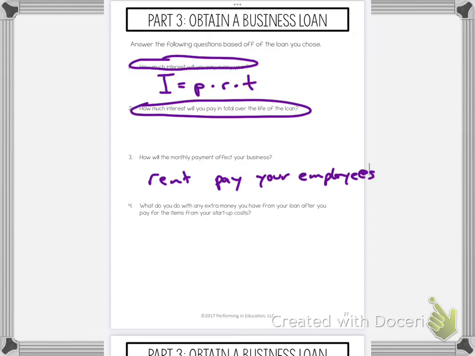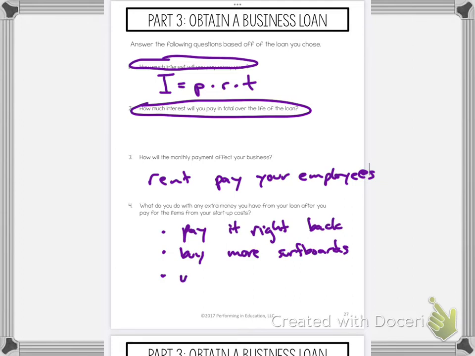Number 4 says, what do you do with any extra money you have from your loan after you pay for the items from your startup costs? If there's money left over, what are some of the things that you may want to do with it? Some people may say that you're going to pay it right back. Some people say buy more surfboards. You can come up with your own, and we'll discuss this in class. One might be use it as emergency money. These are things that could be different from one person to the next.